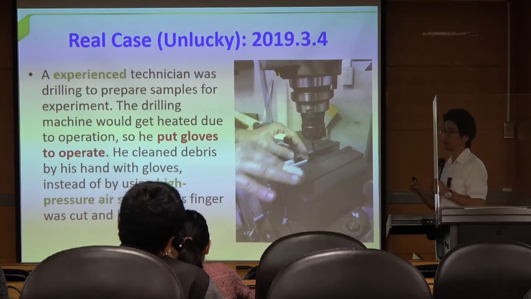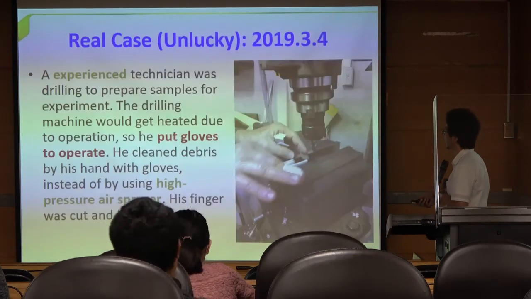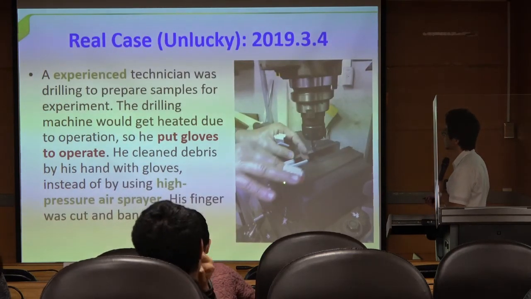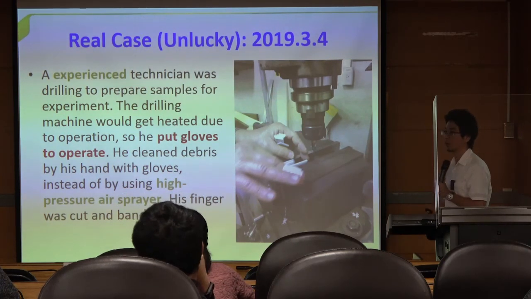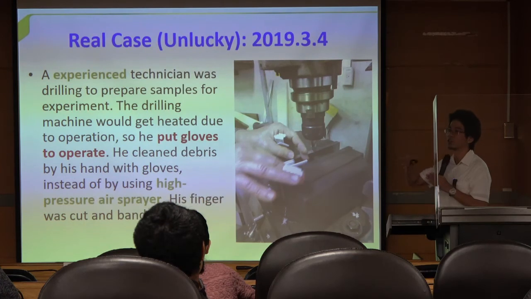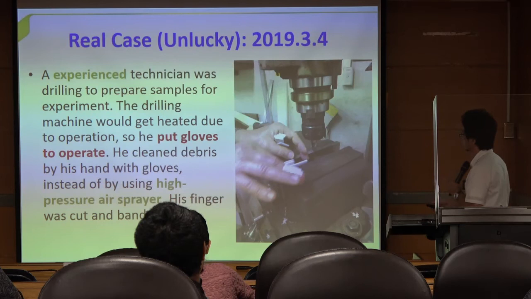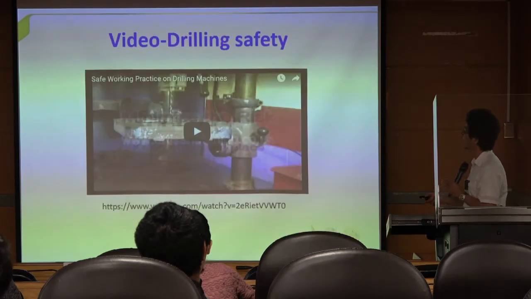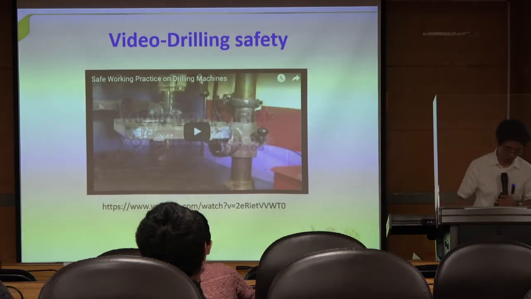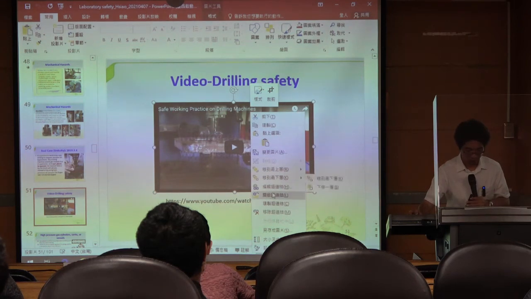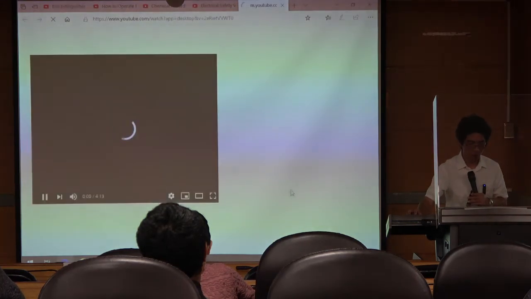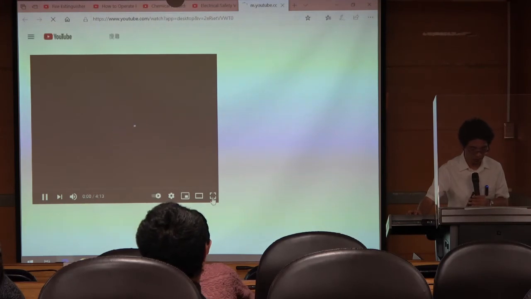So be aware of the rotating machines. Okay, then why did he get hurt? Because he did not clean the debris with the high pressure air sprayer. He used his fingers, with gloves, to clean the machine. So it's very dangerous. You need to stop the rotating machines, then clean them. Okay, so these are the videos I will show you. It's not horrible. It will only show you the consequences of the rotating machines.